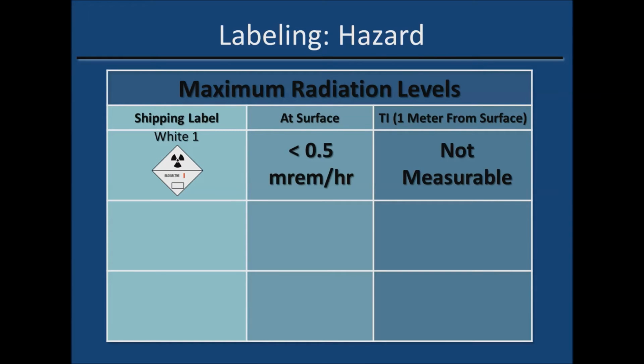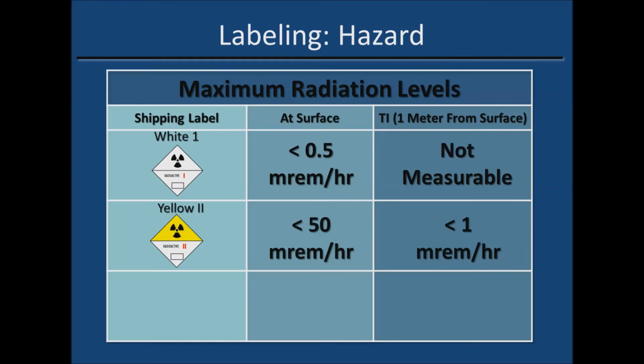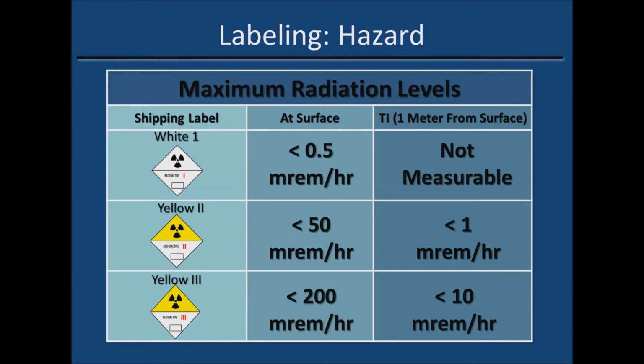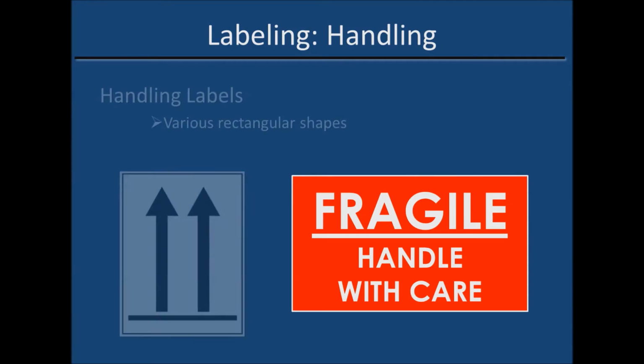So some radiation levels. White 1, as you can see, is less than 0.5 millirem per hour, not measurable at a meter. A yellow 2 is less than 50 millirem per hour, greater than 0.5 at the surface, and less than 1 at a meter. As long as you don't exceed these, that is the label that would go on them. And a yellow 3, you can see there.